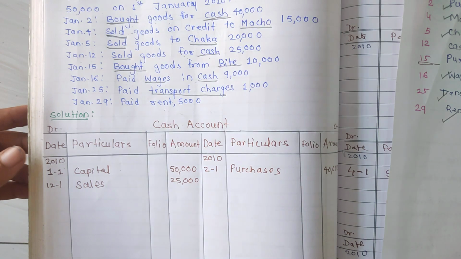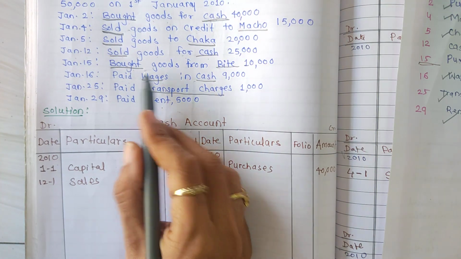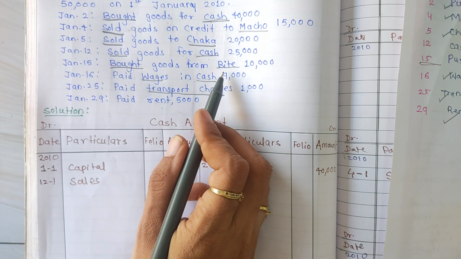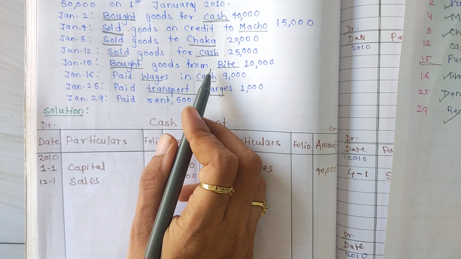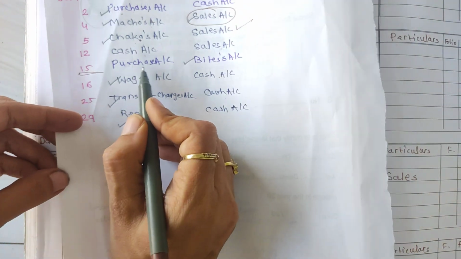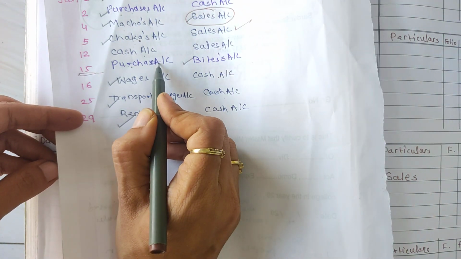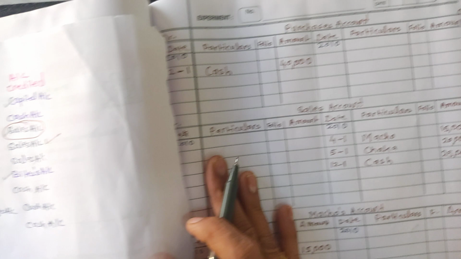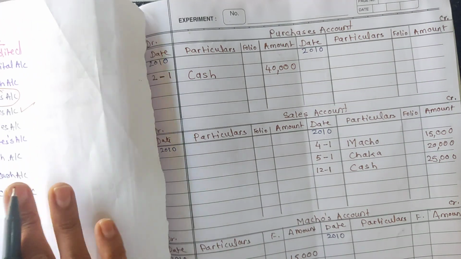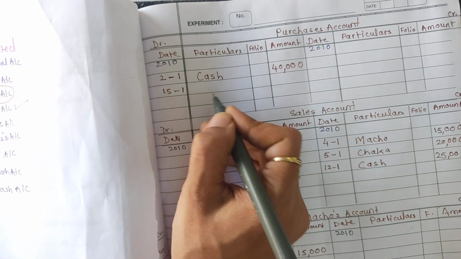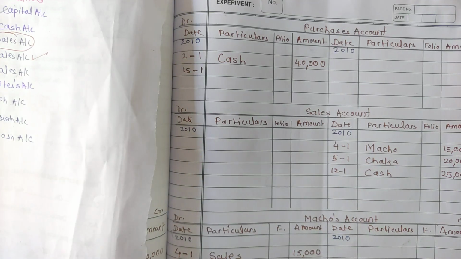Now entry on 15th January. 15th January, bought goods from Byte. Bought goods from Byte. Again there is no cash receipt or cash payment. It is credit transaction. So purchase account is debit side and who is giver? Byte. Byte account is on the credit side. So in the purchase account, write down on the debit side 15th January. While writing, you have to write down the name of the account which is credited.